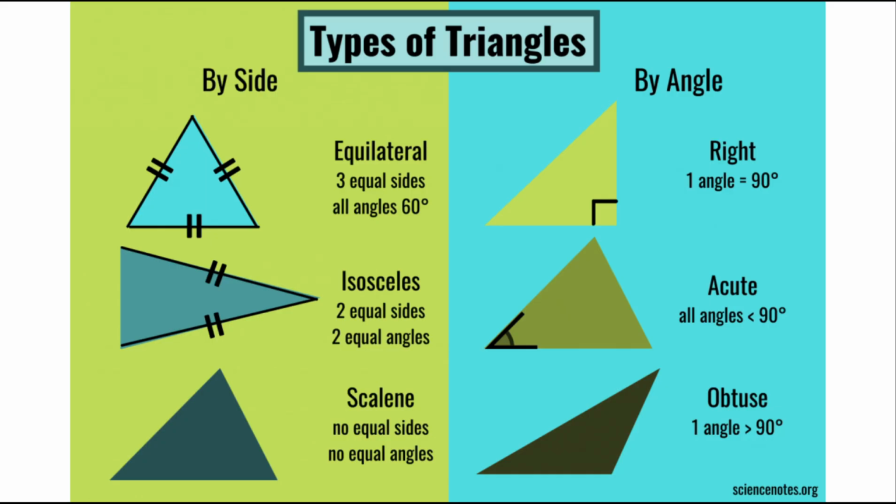And then on the right, we could name a triangle by the angle. If it's a right angle, it's called a 90-degree, a right triangle. If it is acute, it's called an acute triangle. And if it has one obtuse angle, it is called an obtuse triangle.